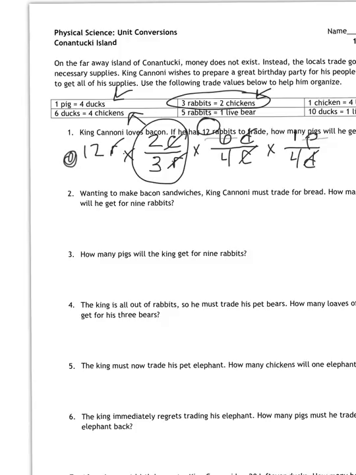It's going to be 12 times 2. You multiply by the top number, divided by 3. Then you keep going. Times 6, divided by 4. Times 1, divided by 4. So you just go through and multiply by your top number and divide by your bottom. So 12 times 2 is 24. Divided by 3 is 8. Times 6 is 48. Divided by 4 is 12. Times 1 is 12. Divided by 4 is 3. So you can get 3 pigs.